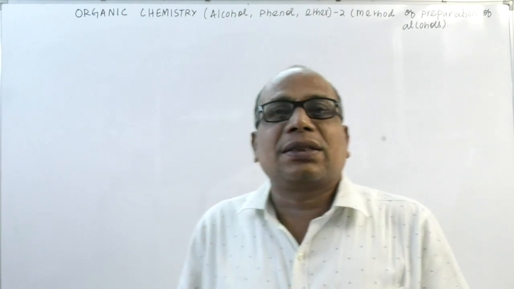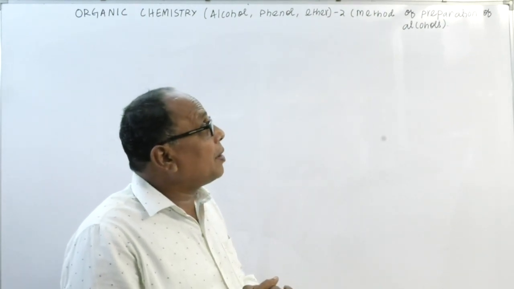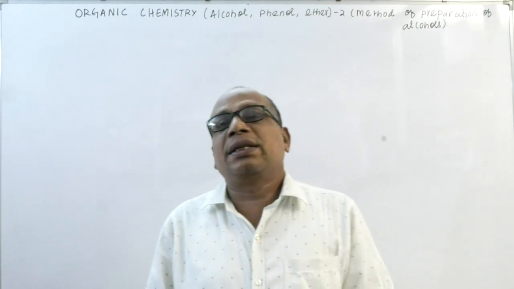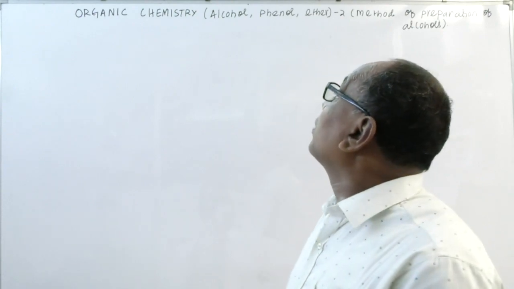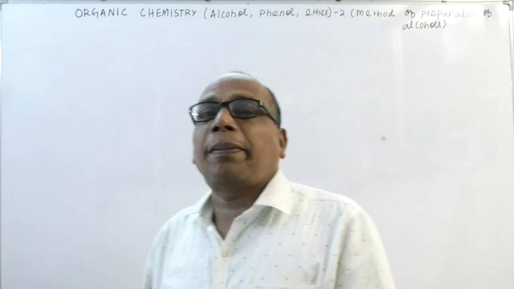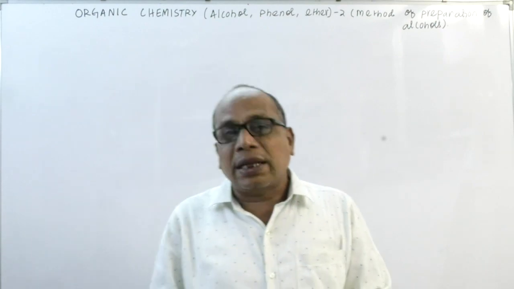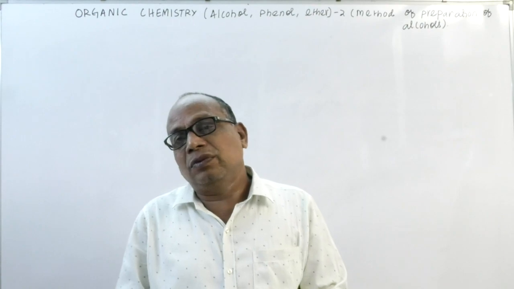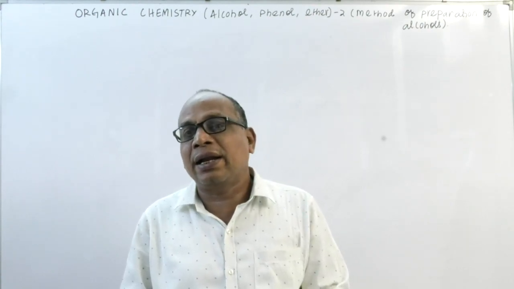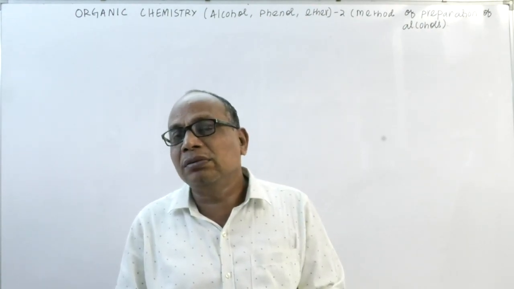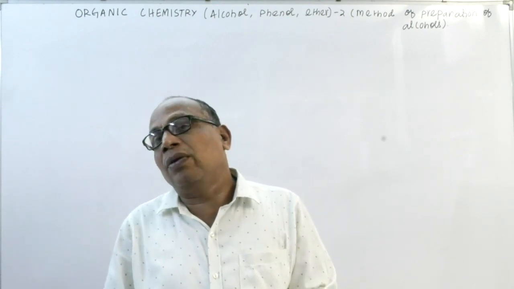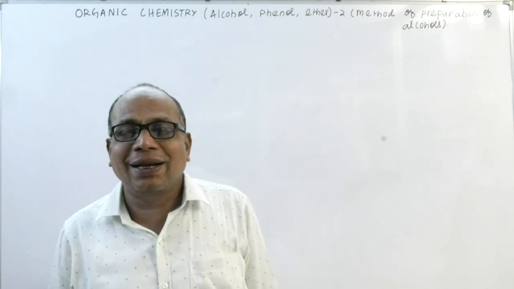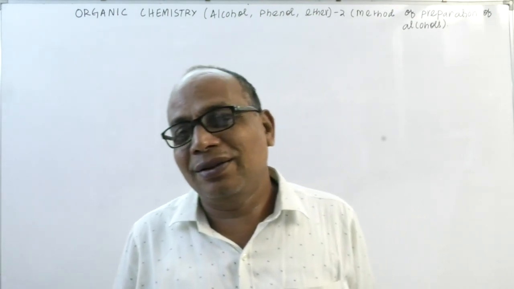Today we'll discuss the method of preparation of alcohols. Last class we discussed, in class number 1 of the alcohol, phenol, and ether chapter, what is alcohol, and what are monohydric, dihydric, trihydric and polyhydric alcohols. How is monohydric alcohol classified? Which one is a primary alcohol, which one is a secondary alcohol, which one is a tertiary alcohol.